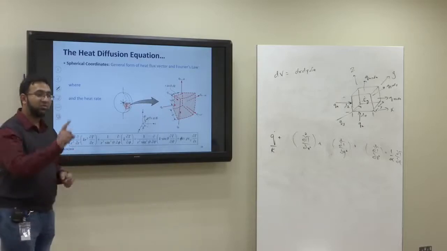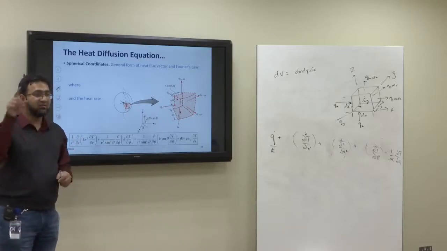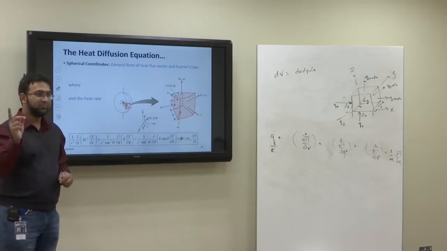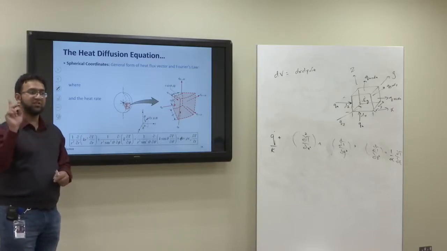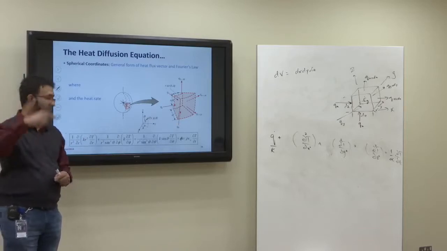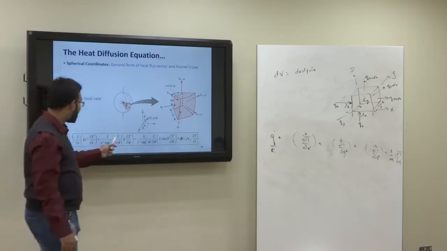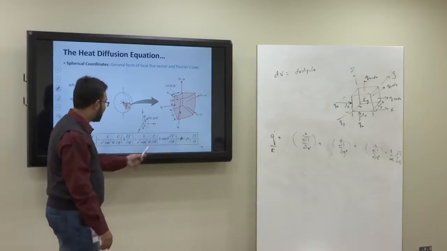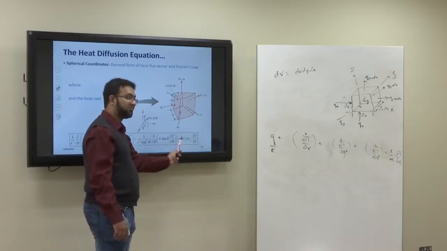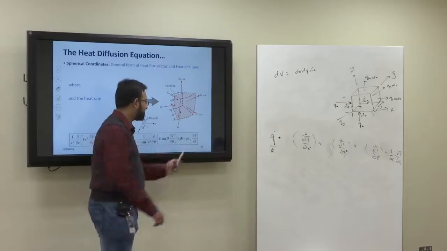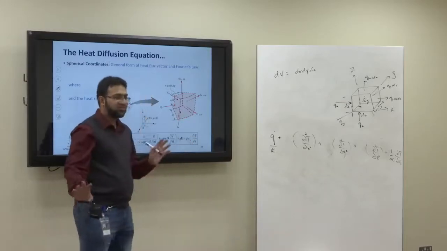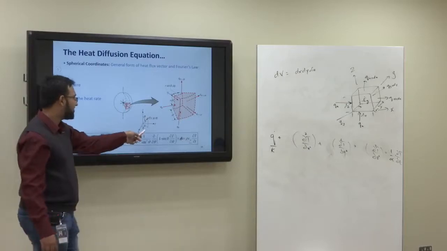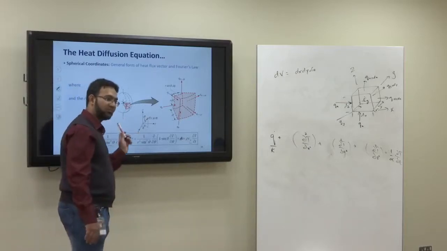In the spherical coordinates, we don't have r, theta, z, we have r, theta, phi, because we have two angles. One angle for 360 degrees in this direction, one in the other direction. So we have r, phi, theta. Then you have the generation term, and then the unsteady term. You can see K inside, but if it is isotropic, you can keep the K out.